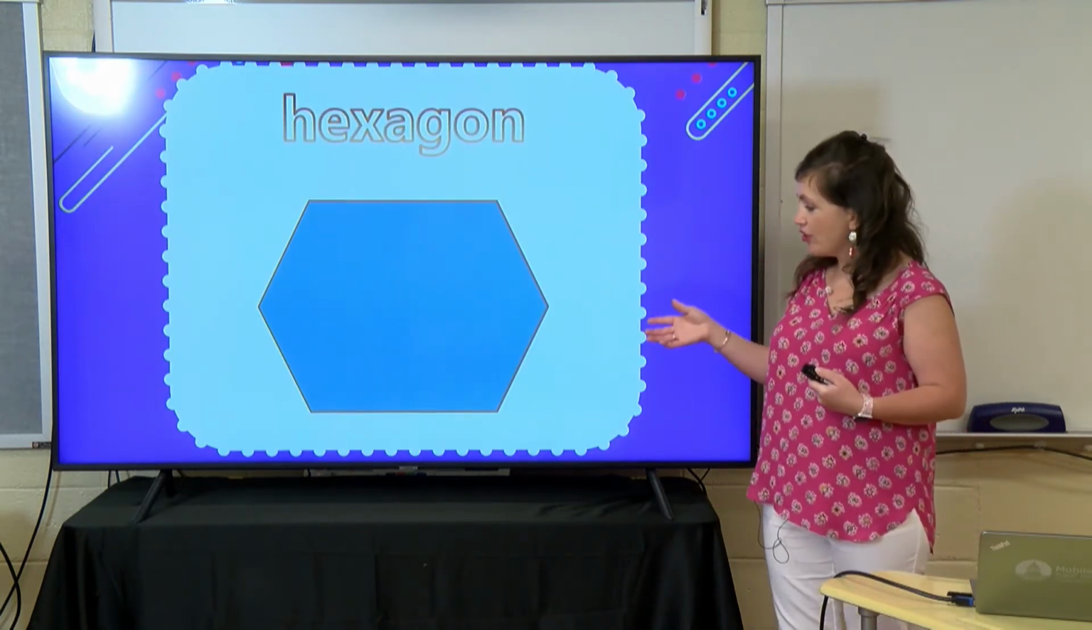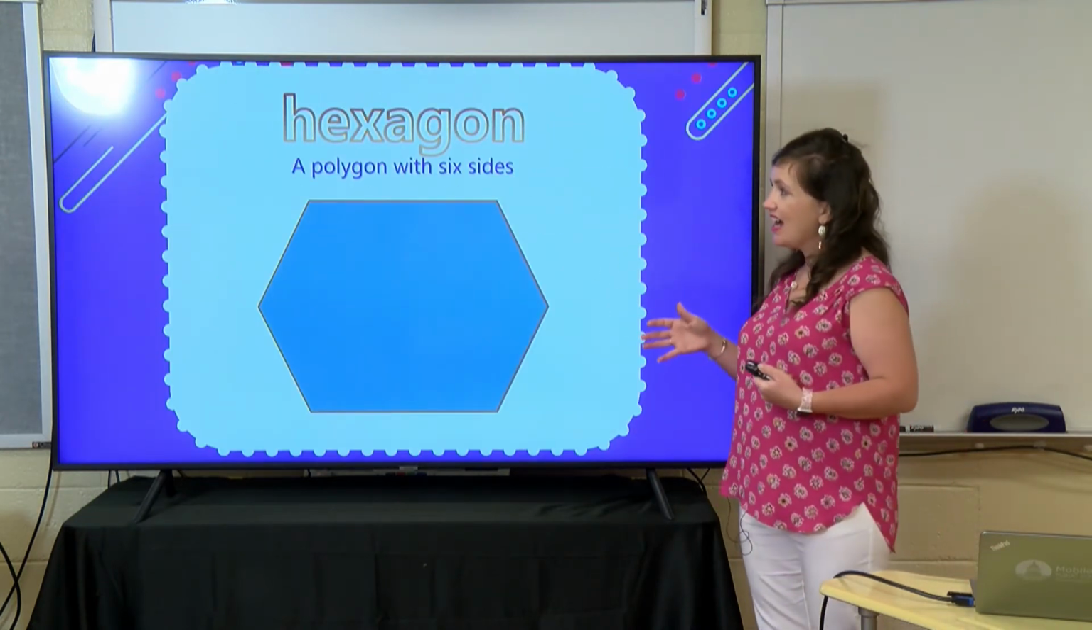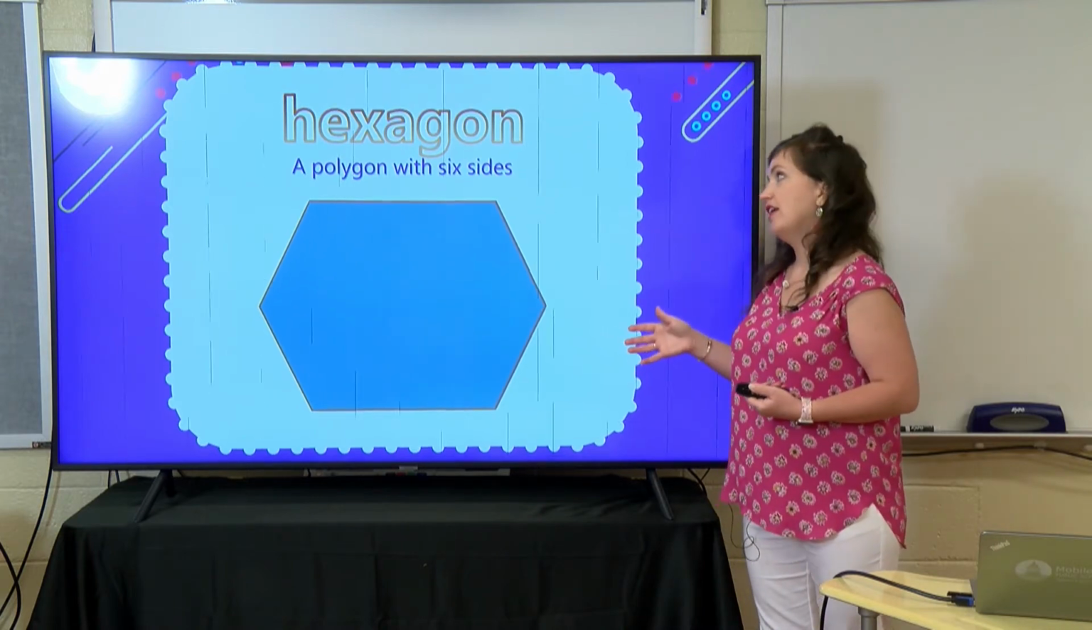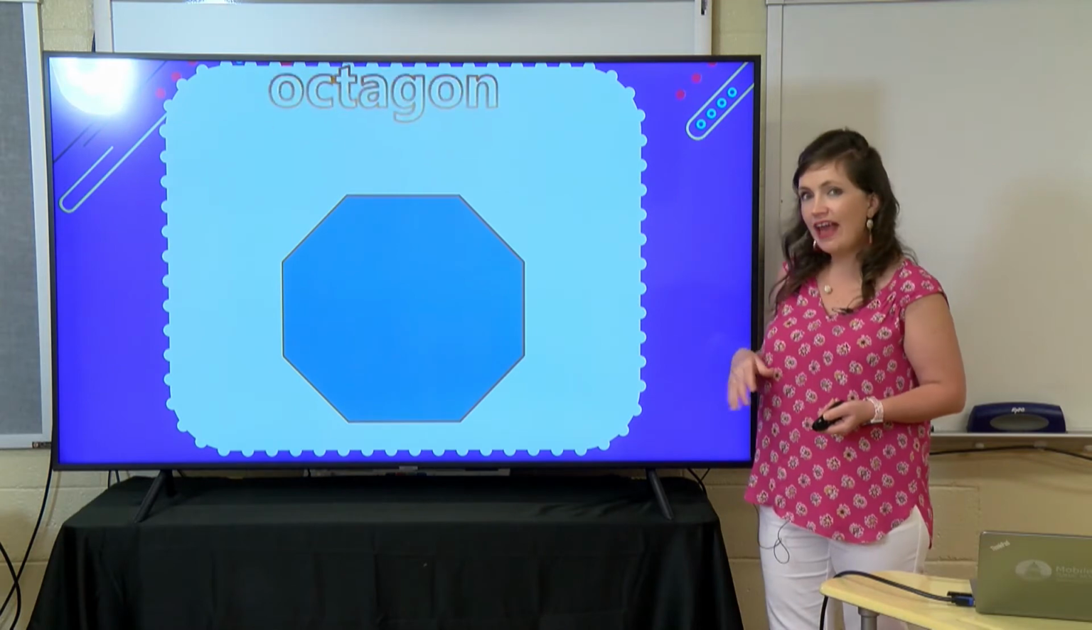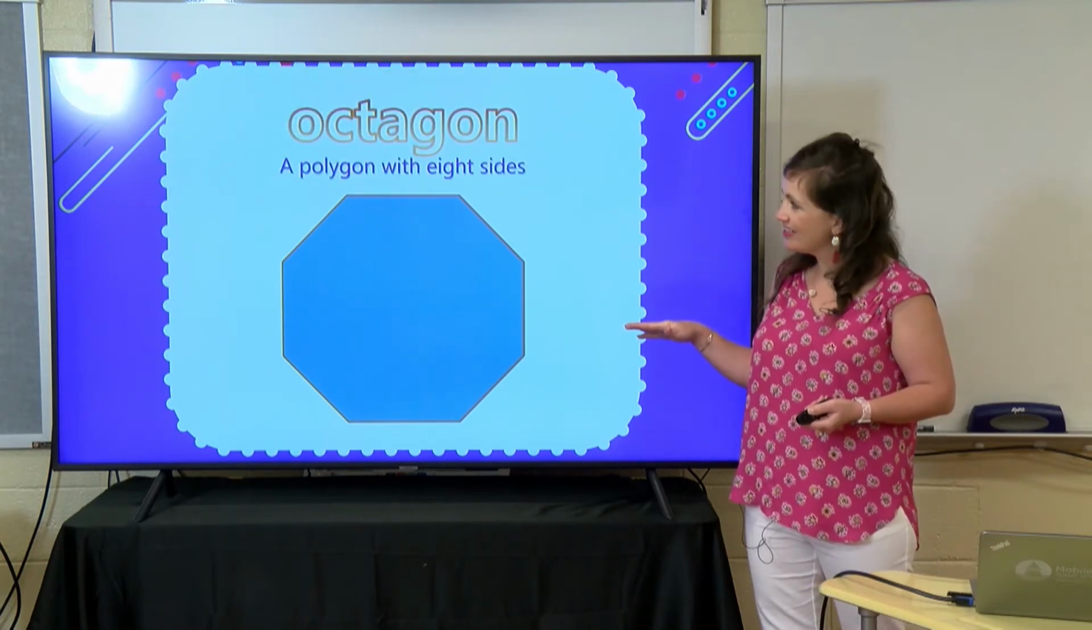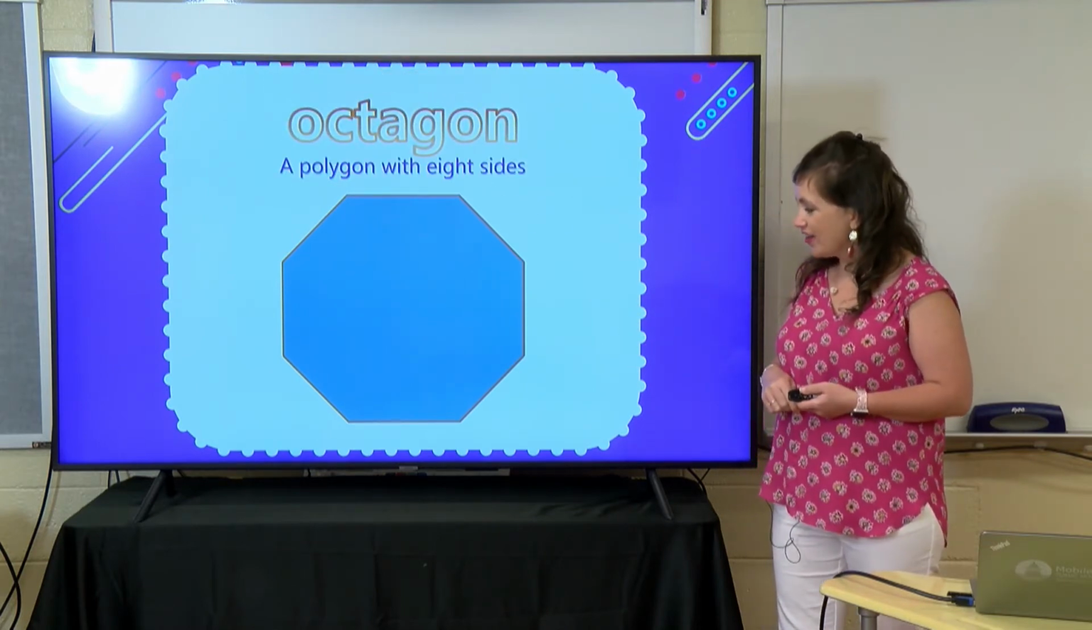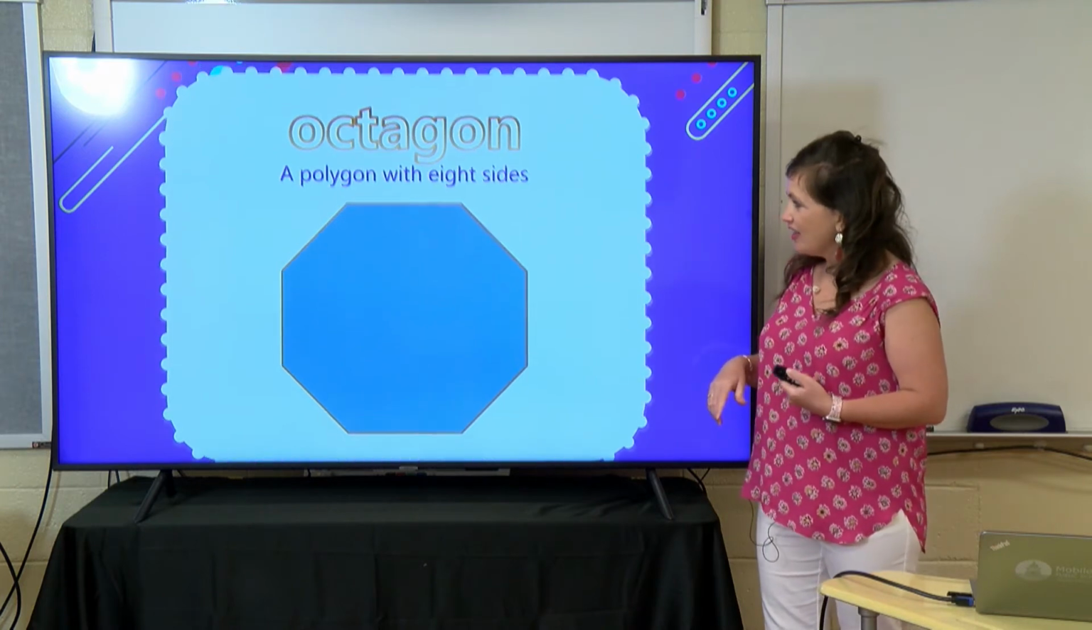And then we have another polygon with 6 sides. This is a hexagon. All right, do you know what the last polygon will be? 8 sides. Do you know what it is? An octagon. Very good.